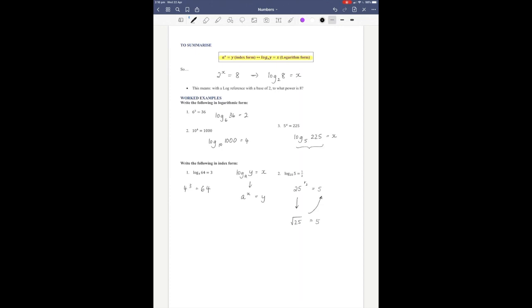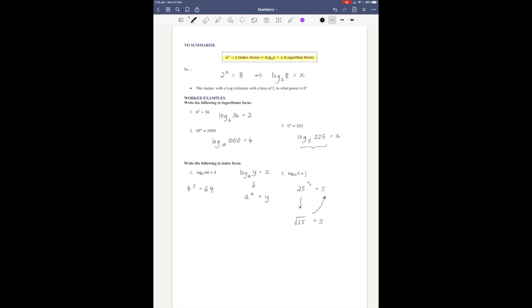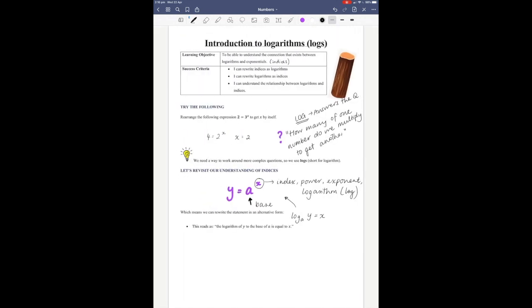So hopefully now you're feeling a little bit more comfortable with the concept of a log. And remember, the critical question you have to think about or ask yourself is, how many of one number do we multiply to get another? Because at the end of the day, that's exactly what logs is going to help us identify.